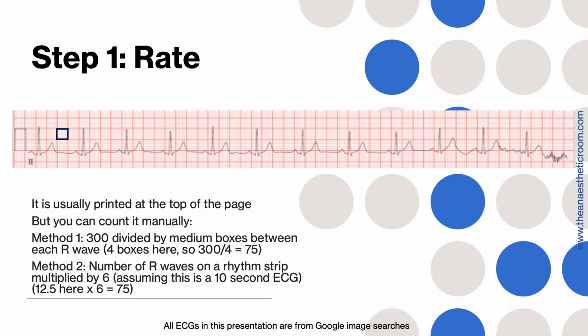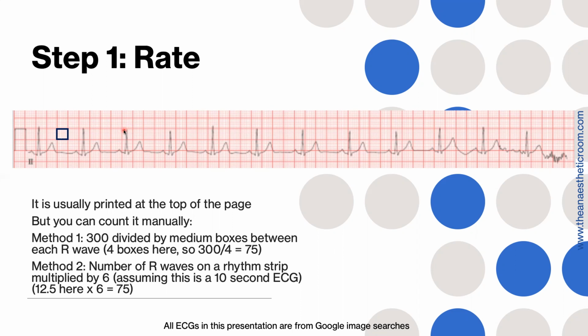The first method is to use the medium boxes, which are represented by this square here. The rate is 300 divided by the number of medium boxes or squares like this between each R wave. So in this case, there is half of one here, 1, 2, 3, and another little half. So we'll call that 4. 300 divided by 4 is 75. So the heart rate here is 75. This might be a bit tricky in a pinch.